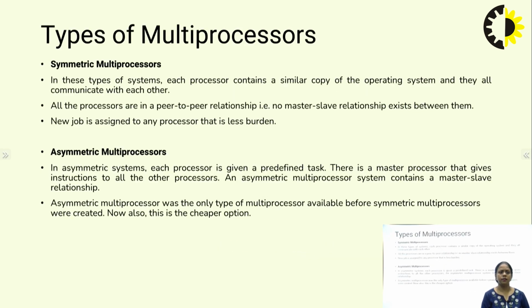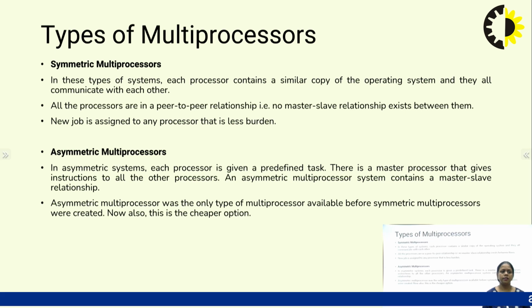Types of multiprocessor. Now we have two different types of multiprocessor. The first one is symmetric and the other one is asymmetric. Firstly we will understand symmetric multiprocessors. What is the meaning of symmetric multiprocessor? In this type of system, each processor contains a similar copy of the operating system and they all communicate with each other. All the processors have a peer-to-peer relationship, no master-slave relationship exists between them. So, all the processors are on the same level.